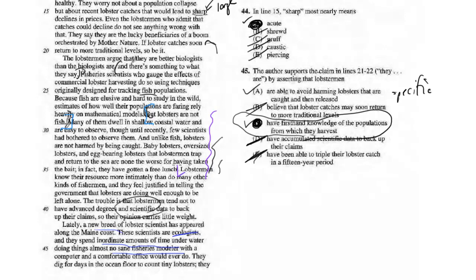Here we go. Lobstermen know their resource more intimately than do many other kinds of fishermen. So this is implying that lobstermen know lobsters better than other fishermen know the fish that they go after. So I think that was an answer. Yes, fish are generally less familiar to the fishermen who harvest them than lobsters are to lobstermen. So this is going to be true. Oh, no, wait, hold on a second. This is true, so A is going to be the answer. They don't mention this anywhere, whereas B they do mention above in the passage. All right, so that should be it.